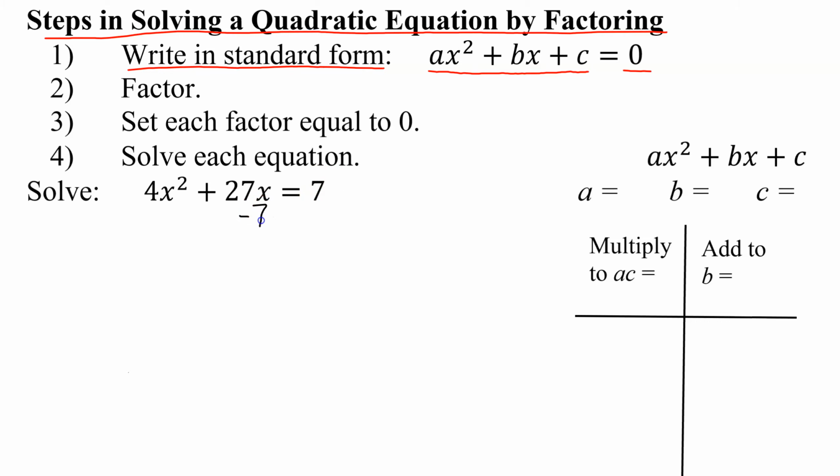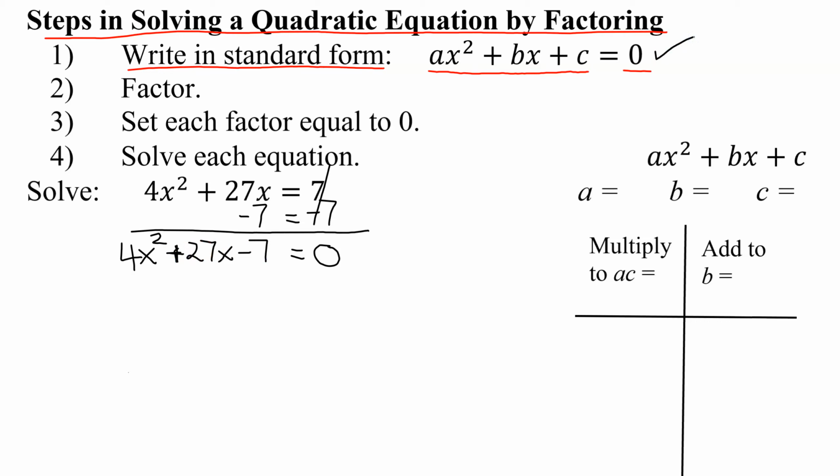So I'm going to have to subtract 7 from both sides of my equation. And when I do that, on the right-hand side, I get 7 minus 7 is 0. That's what I wanted on the right-hand side. And on the left-hand side, these are all unlike terms, so I need to write them in descending order. So I'm going to have 4x squared, next is plus 27x minus 7. So I've now done step 1. It's in standard form. Now I need to factor.